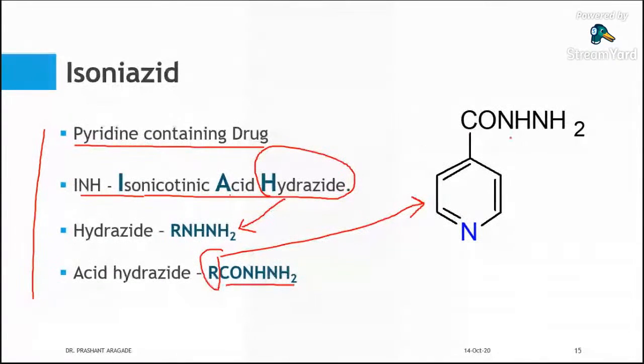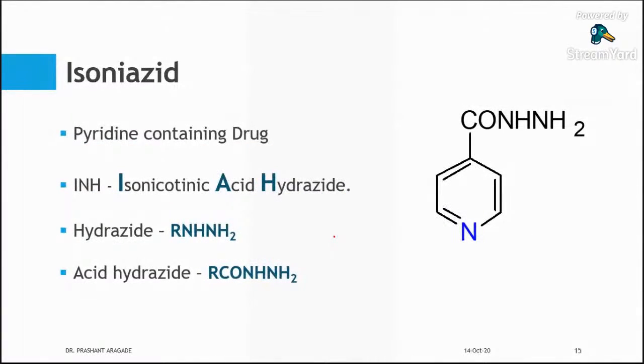Okay. So the IUPAC name of this is pyridine 4 carbohydrazide. IUPAC name of this drug is what? Pyridine 4 carbohydrazide. Carbohydrazide is nothing but acid hydrazide. Okay. So this is a very simple trick to remember the structure of isoniazide.